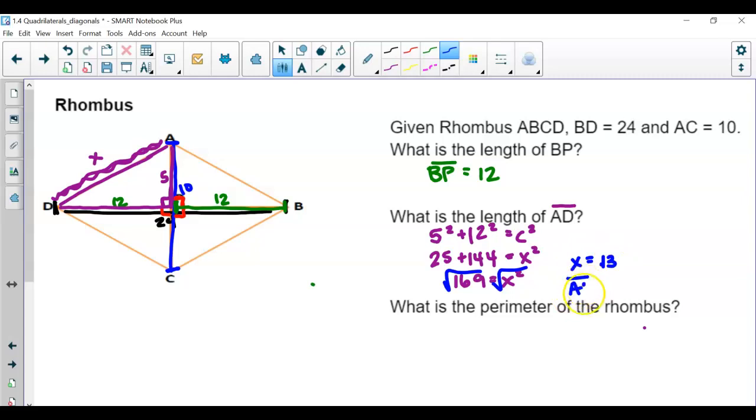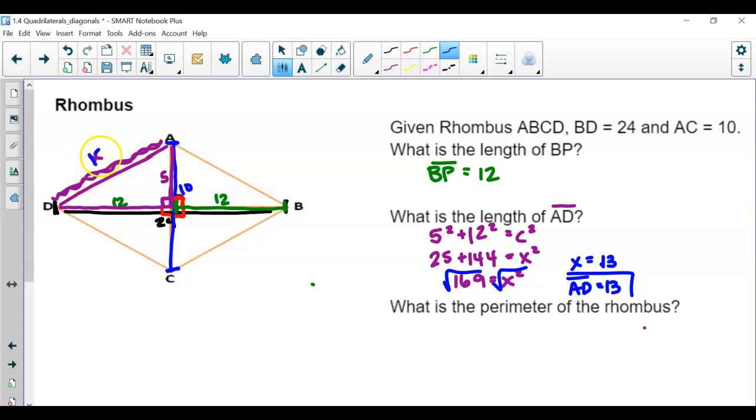So AD is 13. Then what is the perimeter of the rhombus? Well, how do we find it? Perimeter is adding up all the sides, right? Well, what do we know about the sides of the rhombus? They're all equal. They're all the same.